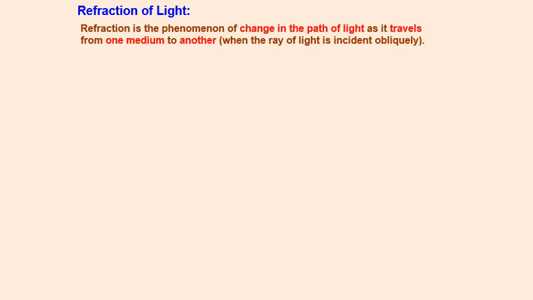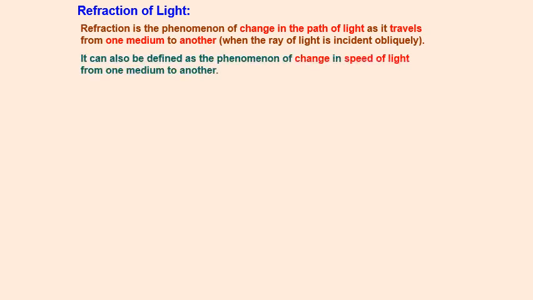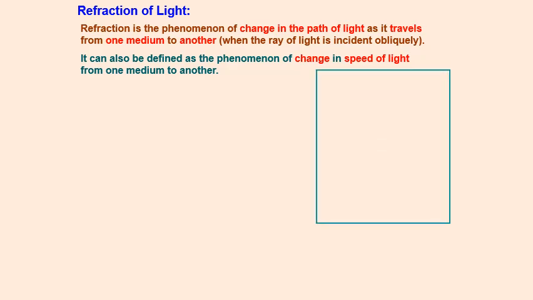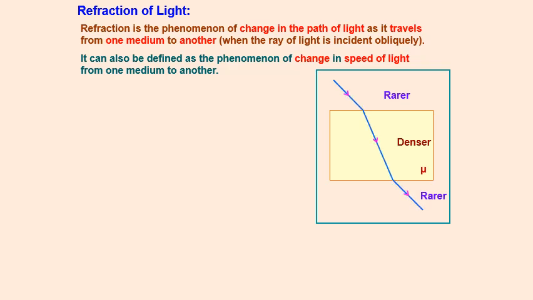Refraction of light. Refraction is the phenomenon of change in the path of light as it travels from one medium to another when the ray of light is incident obliquely. It can also be defined as the phenomenon of change in speed of light from one medium to another. As we can see in this diagram, light is traveling from rarer to denser medium. These are the normals. These are the angle of incidence and angle of refraction.